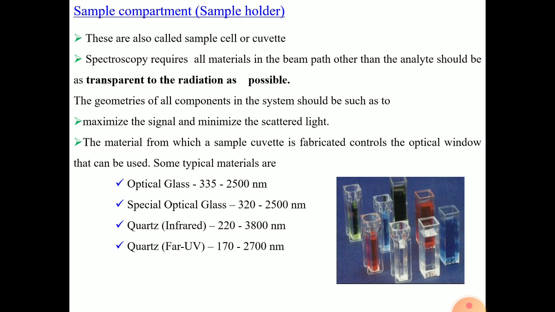What are the different types of cuvettes made of, and at what wavelength do we use which type? Optical glass: the range is 335 to 2500 nanometers. Special optical glass: 320 to 2500 nanometers. Quartz: 220 to 3800. Quartz for far UV: 170 to 2700 nanometers. In most cases, cuvettes in UV-visible spectroscopy are made of quartz glass.